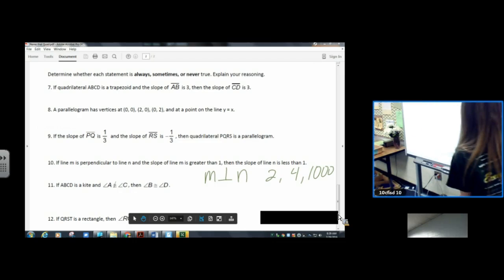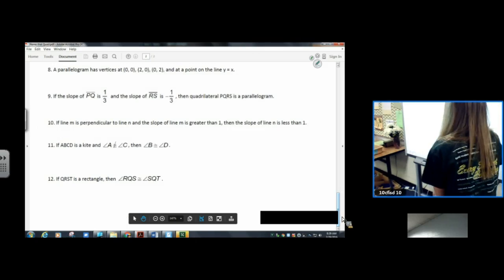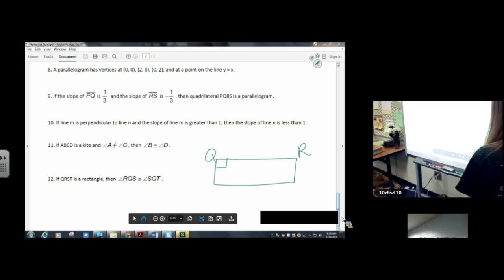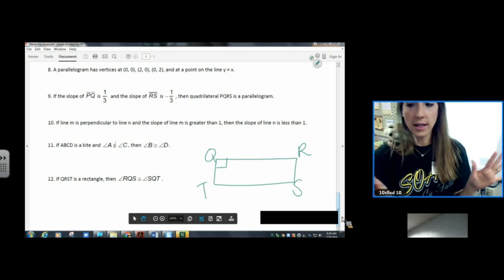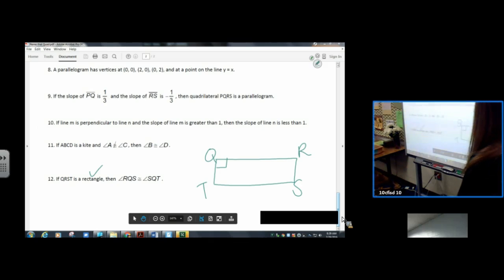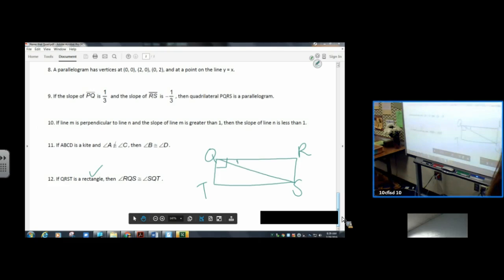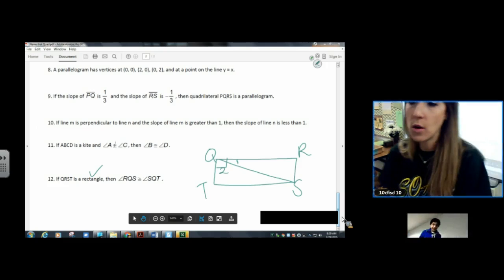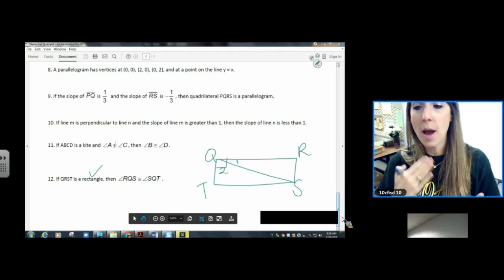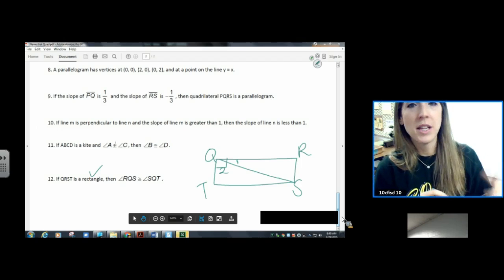All right, now we're looking at number 12. If QRST is a rectangle, so that's the hypothesis, you assume it's true. So it is a rectangle. We don't argue that it's a rectangle. It is a rectangle. Then angle RQS, angle number 1, is congruent to SQT. We know that that is sometimes because that's not a property of a rectangle. The diagonals do not bisect the angles. It's not a property of a rectangle, so most of the time they will not be congruent.